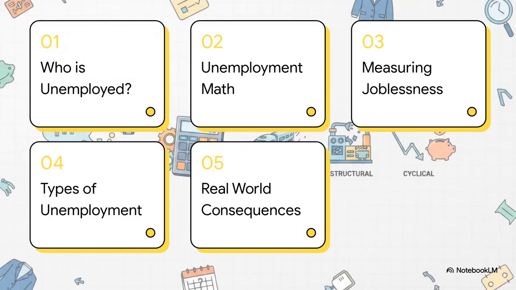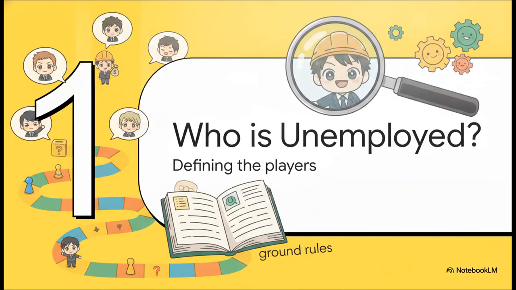Here is our quest map for today. 1. Who is actually unemployed? 2. Doing the unemployment math. 3. How governments measure joblessness. 4. 3 types of unemployment. And 5. The real-world consequences. Let's jump right in. Section 1.